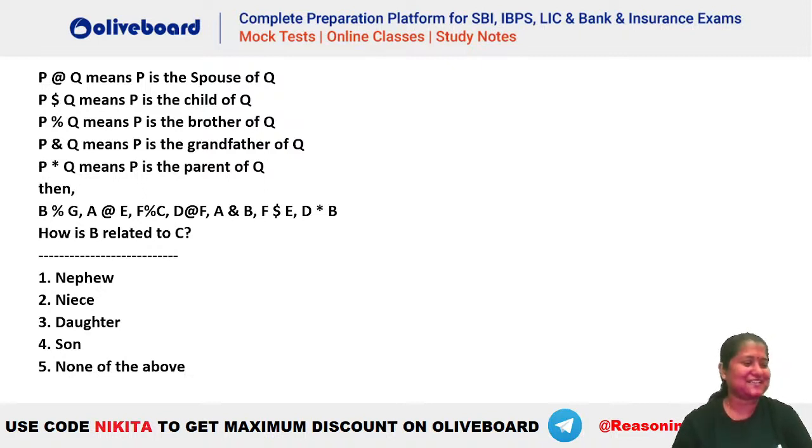Coded blood relation is a headache. Why, Mayank? It's a very easy question. Whatever is given, you just have to make the family tree here.